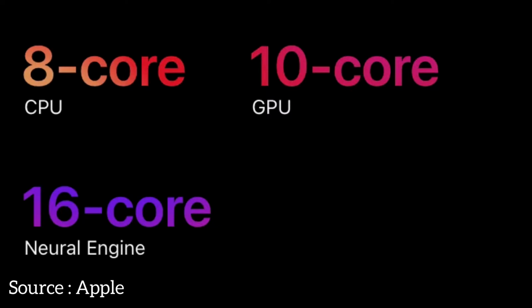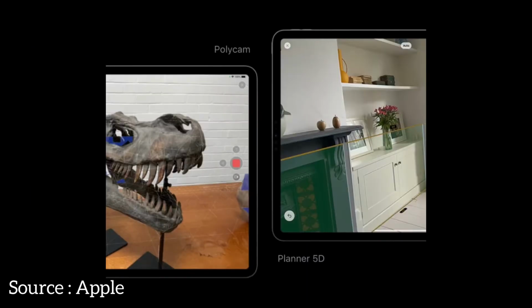With the 8-core CPU, 10-core GPU, and 16-core neural engine, we can convert video projects to ProRes with 3 times faster performance. The M2 chip has the image signal processor and advanced cameras on the iPad Pro, so you can capture ProRes video very quickly and easily.